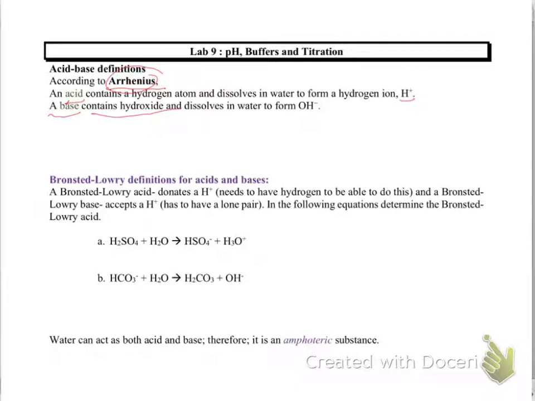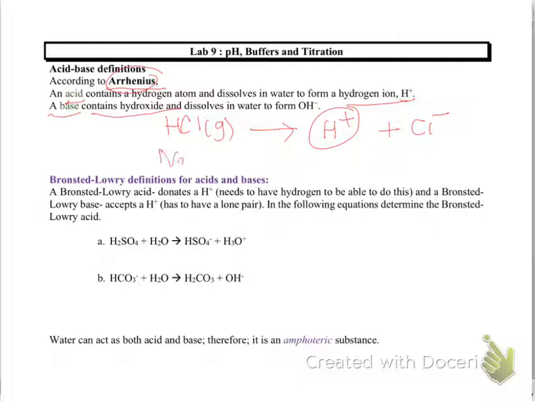For example, let's say HCl, I'm talking about hydrogen chloride gas. It's an acid. Why? Because when you dissolve it in the water, it forms H plus ion and Cl negative. So it is forming a hydrogen ion, hydrogen with 1 plus charge. So that's why HCl is an acid.